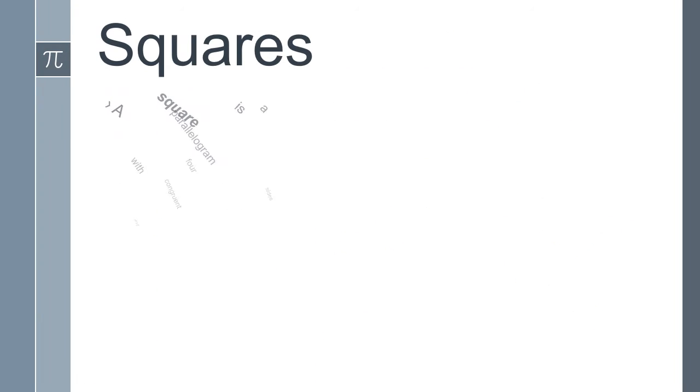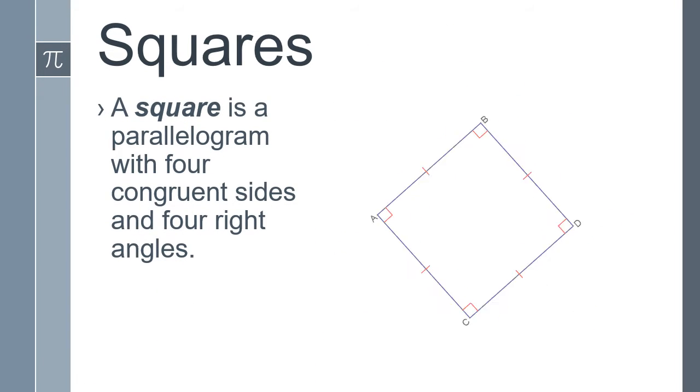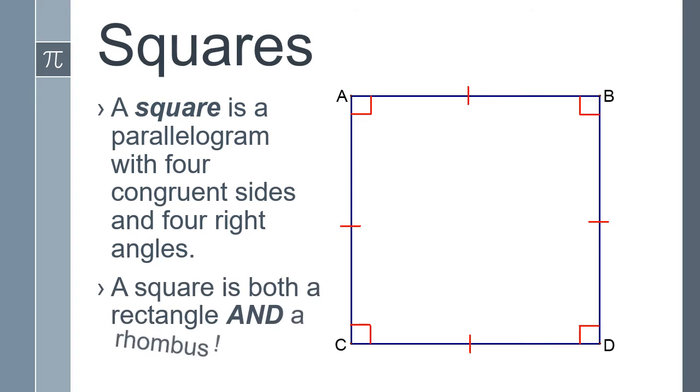We'll talk now about squares. A square is a parallelogram with four congruent sides and four right angles. So a square is both a rectangle and a rhombus. So all of the rules of rectangles hold true.